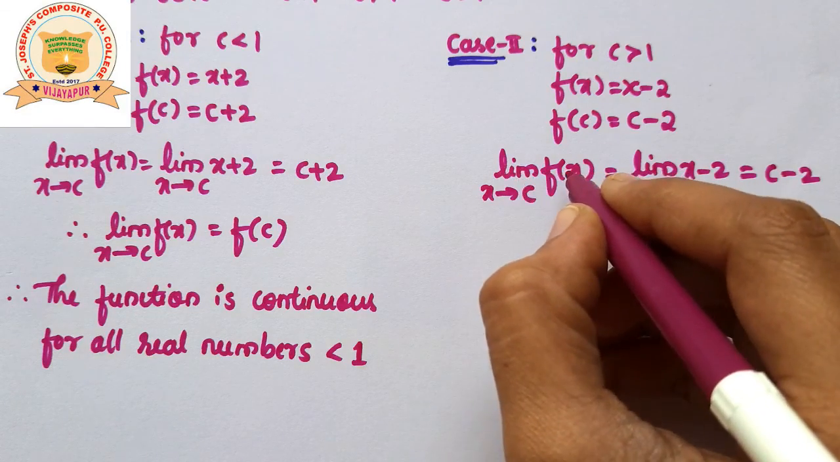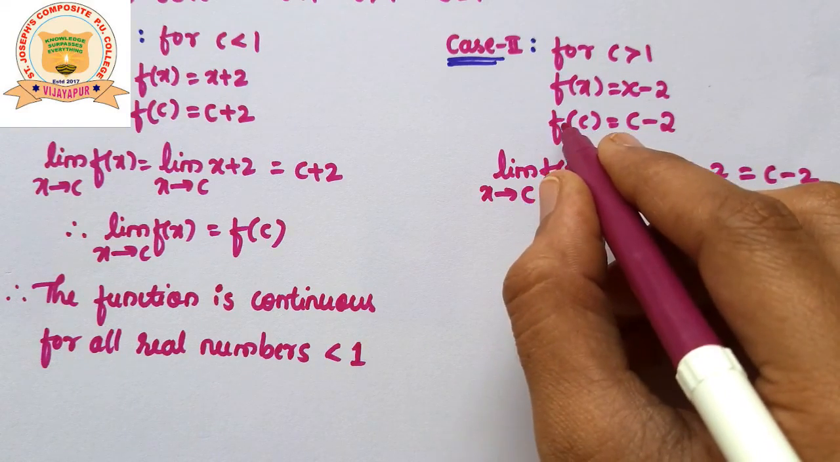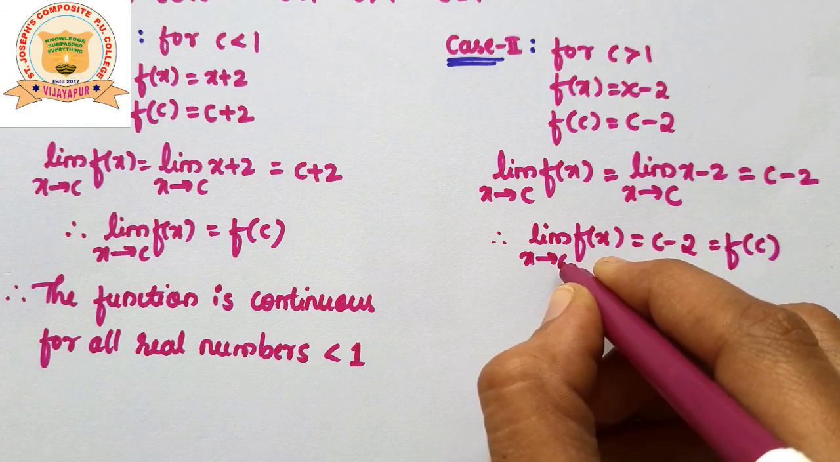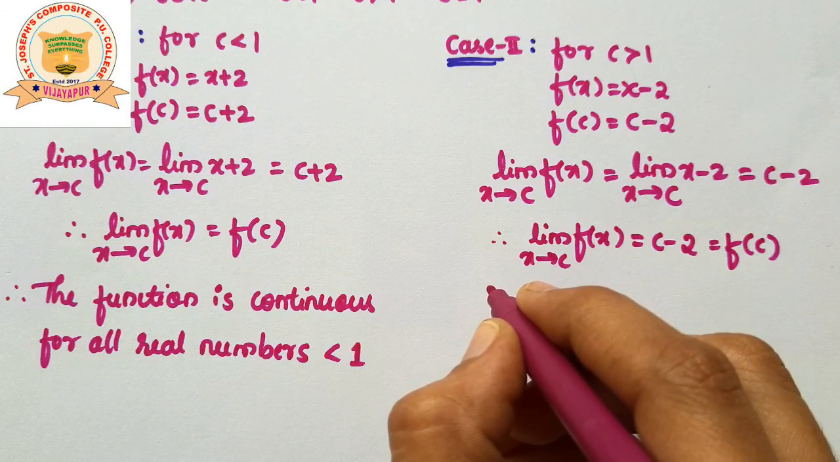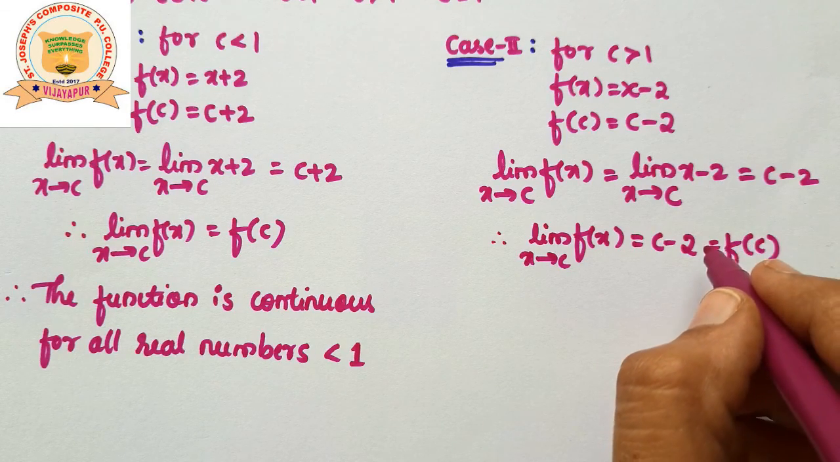Therefore, limit of f of x as x tends to c is equal to c minus 2, as well as f of c is also c minus 2. Therefore, limit of f of x as x tends to c is equal to f of c. By the definition of continuity, we conclude that the function is continuous at x is equal to c. Here c is a real number greater than 1.